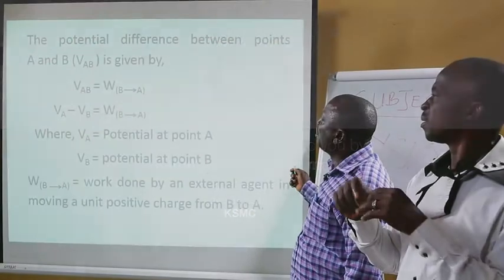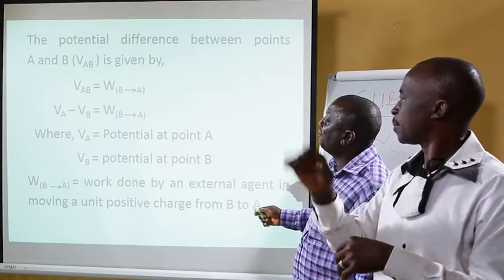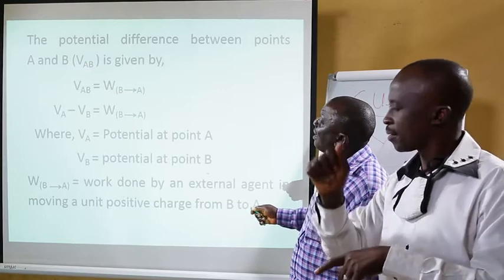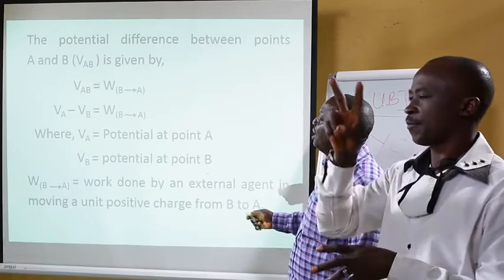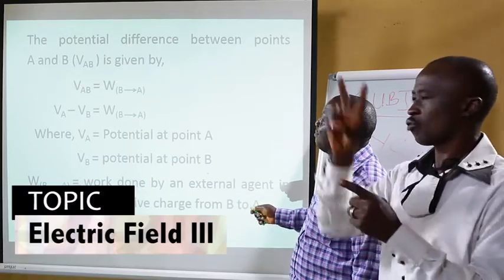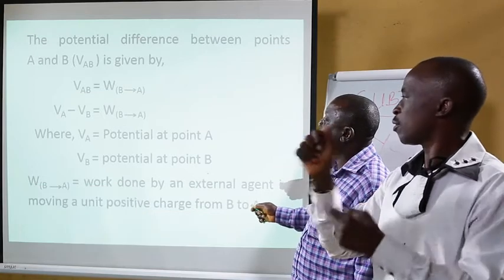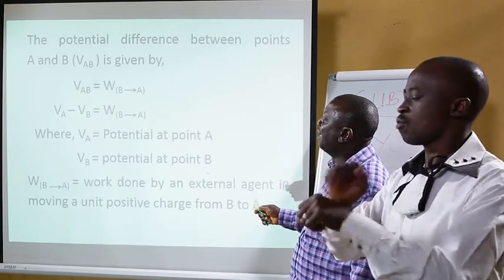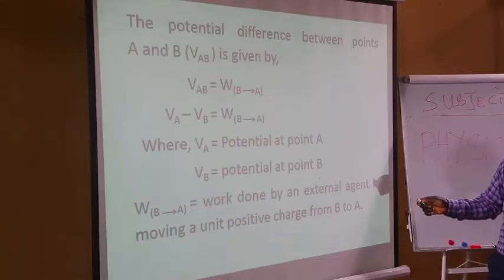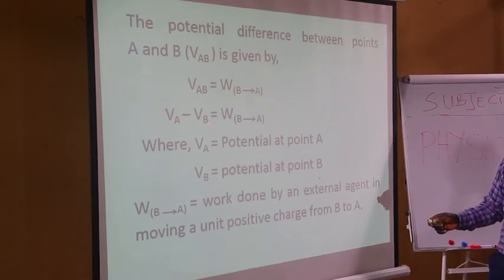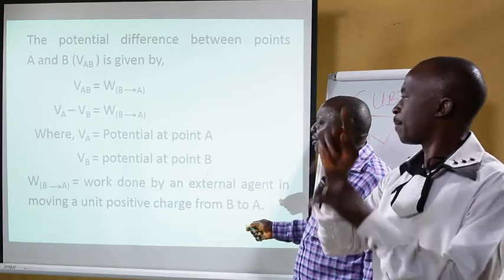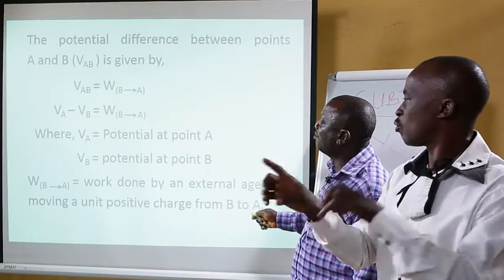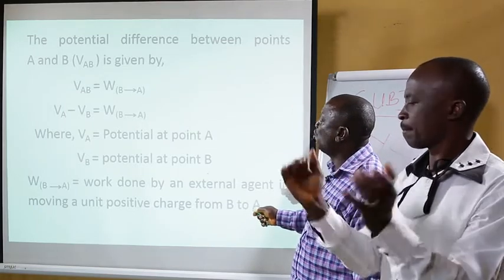So the potential difference between points A and B, given as V subscript AB, is given by the equation VAB equals W, B to A. This arrow shows that work is being done in moving the charge from point B to point A. So VAB is the same as VA minus VB. That is the potential at point A minus the potential at point B, which is equal to the work done, W, B to A.